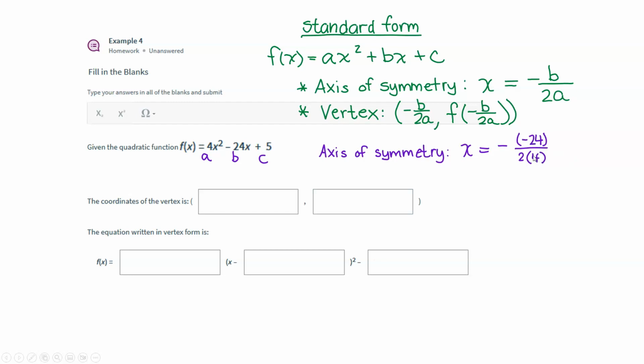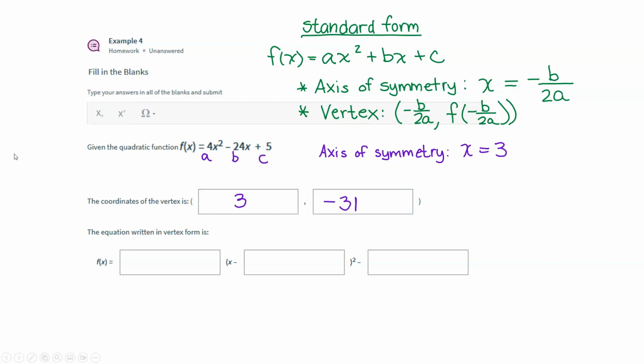Negative 24 divided by 8 is negative 3, but you're doing the negative of the negative 3, which is going to give you a positive 3. So you know that the x-coordinate of the vertex is also going to be at 3. To find the y-coordinate, you're simply going to take that value of 3 and substitute it into this formula. So you're going to do f of 3, and if you do 4 times 3 squared minus 24 times 3 plus 5, you get a negative 31. So the vertex is at 3, negative 31.